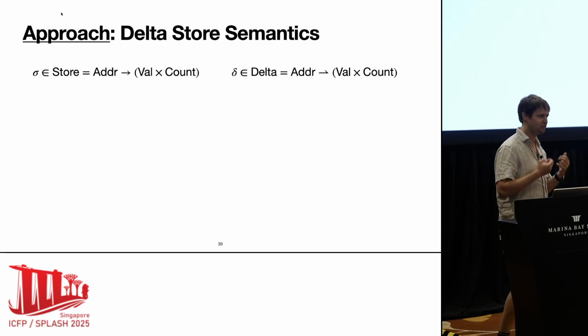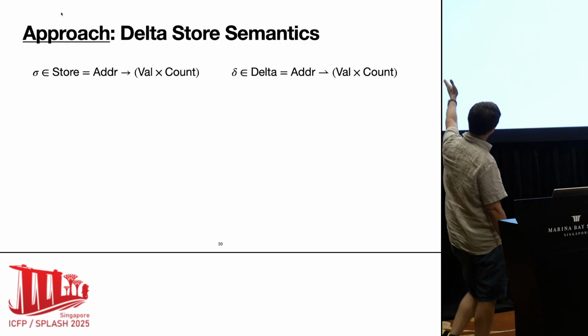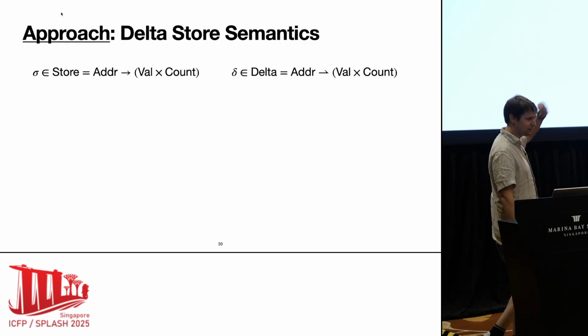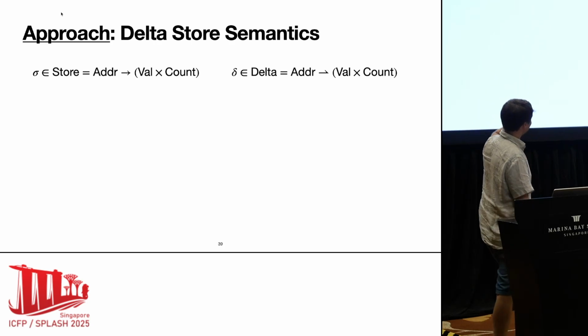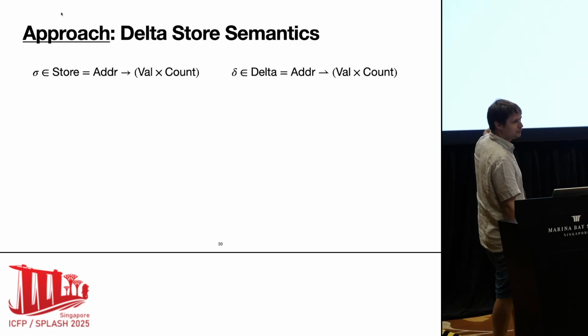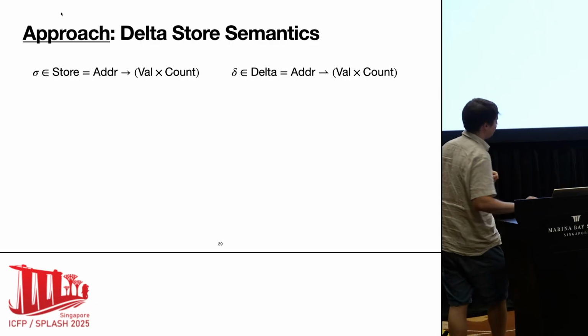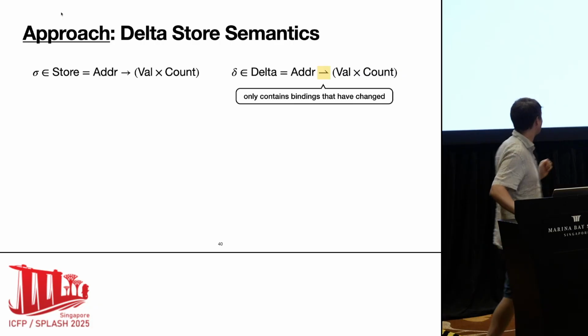Let's start with just delta stores. So what is a delta store? I've put the definition of a normal store and a delta store next to each other. So a normal store maps addresses to values. A delta store, can you see the difference? It's a partial function, indeed. It's a partial function, so it only contains the bindings that have actually changed.